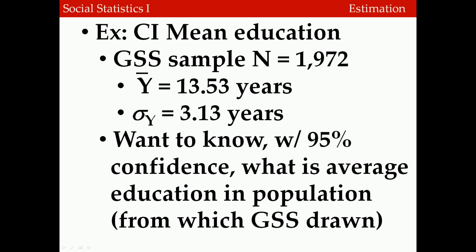Okay, so what we're trying to do is create a 95% confidence interval that's likely to include the average education in the population. That is the population from which the GSS was drawn: anybody who's an adult, who's English speaking, and who's non-institutionalized.